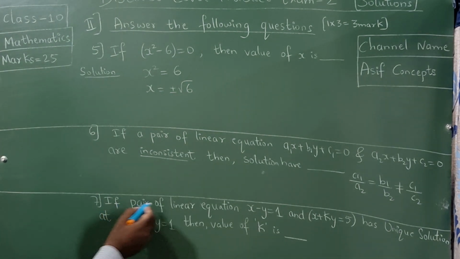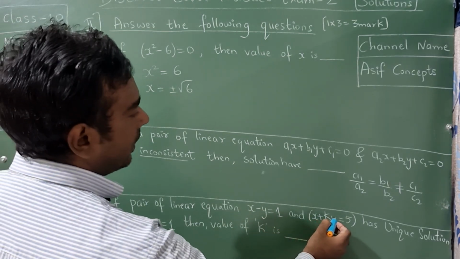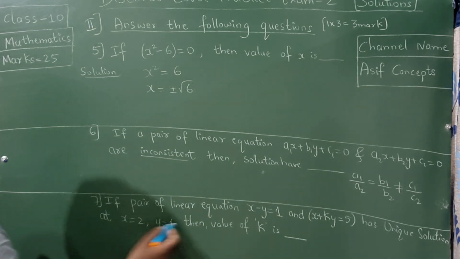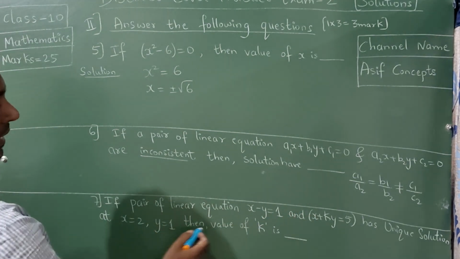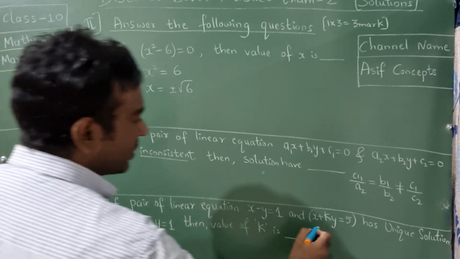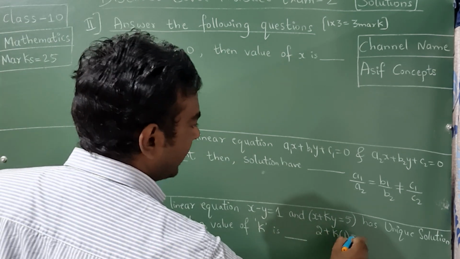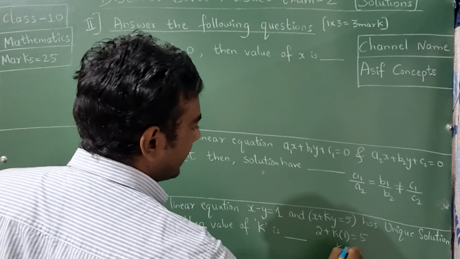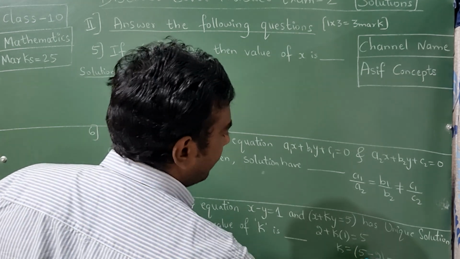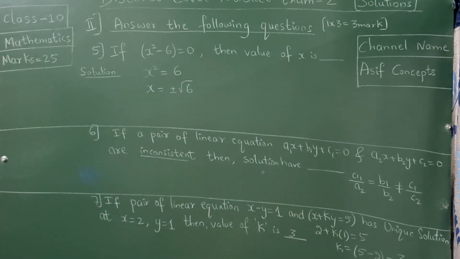Now seventh question, if the pair of linear equations x minus y is equal to 1 and x plus ky is equal to 5 has a unique solution at x value is 2 and y value is 1, then we need to find the value of k. Now in place of x I am going to substitute 2 and in place of y I am going to substitute 1. K into 1 is k, 5. Take this 2 on the right hand side, it will become minus. So 5 minus 2 is 3. So the value of k is 3.